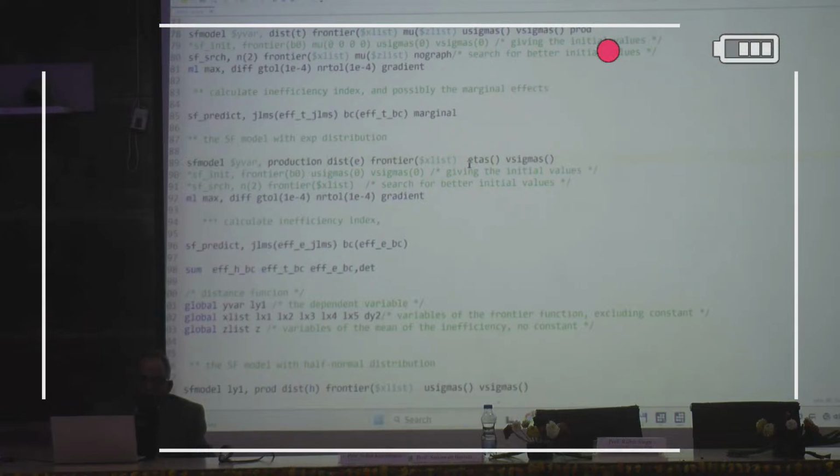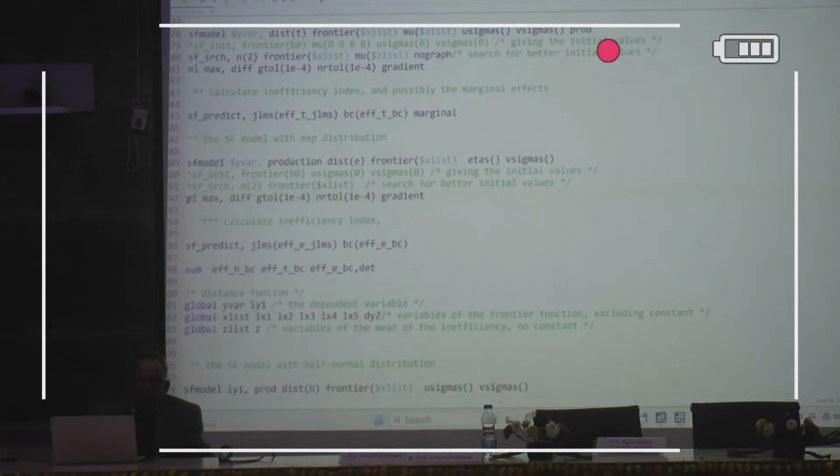But this part is associated with the one-sided error term, and this is the two-sided error term. And then see that now I suppress both the commands, that is the initial value and search. If you do search, then you will see the graphs coming one after another, and sometimes I find it annoying. I want to let it run. I don't want to see what the computer is doing inside. So I go to 92, and in there you simply maximize the likelihood function and get the parameter estimates.